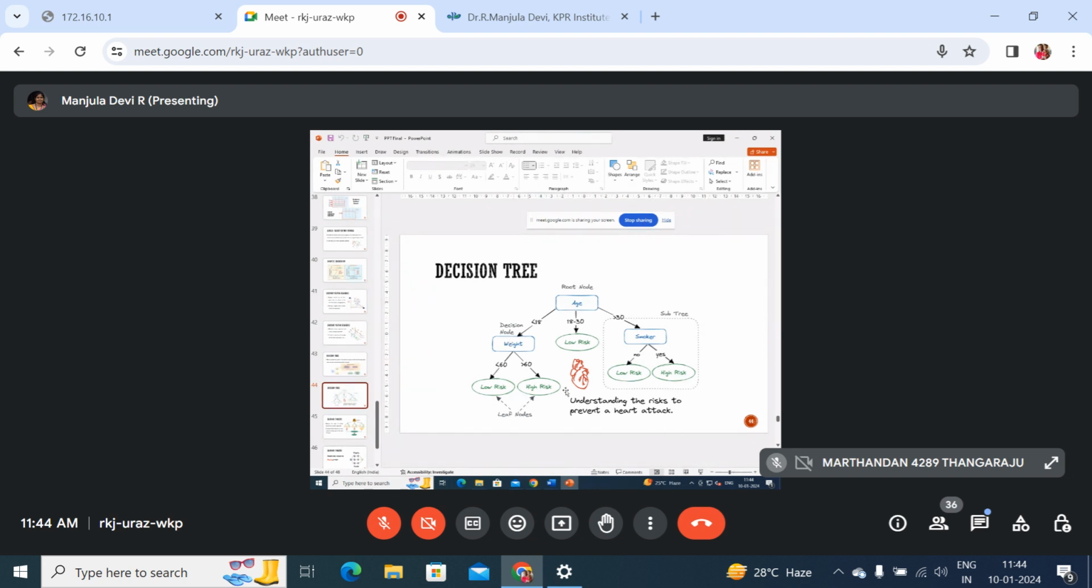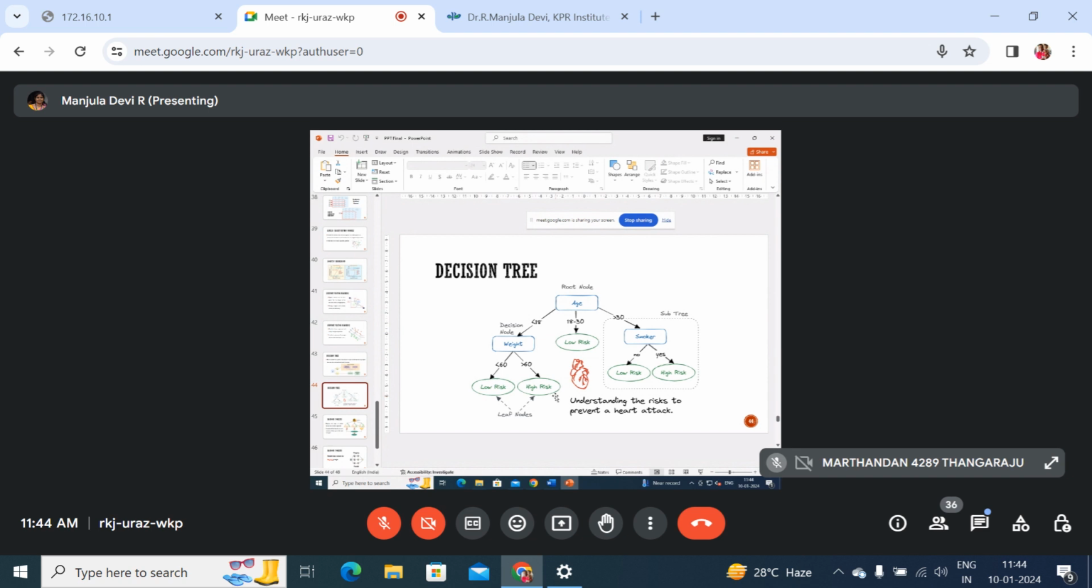Once the decision tree is constructed, we start from the root node. If the age is between 18 and 30... If it is greater than 30, again I'll go for the smoker attribute. If I'm a smoker, I can say it's a high risk. If I'm not a smoker, it is a low risk. If my age is less than 80, I'll go for weight. If it is less than 60, low risk. If it is greater than 60, high risk.